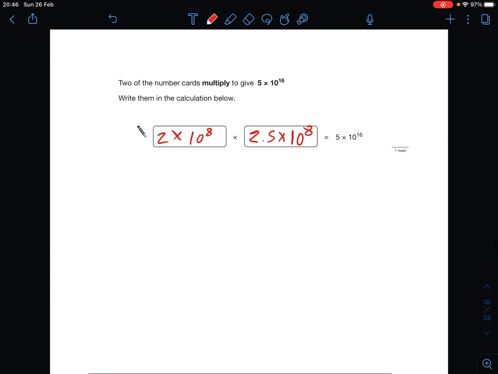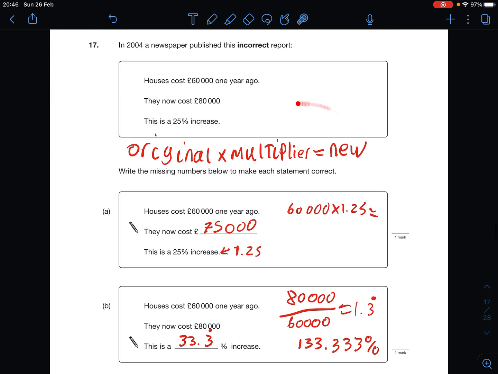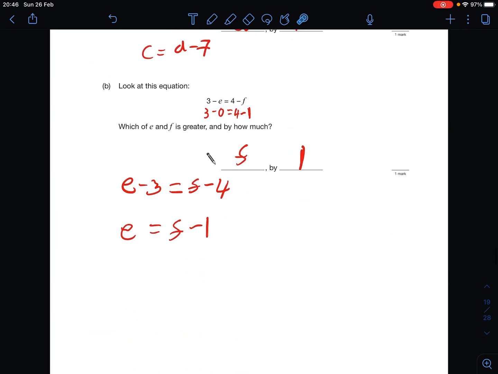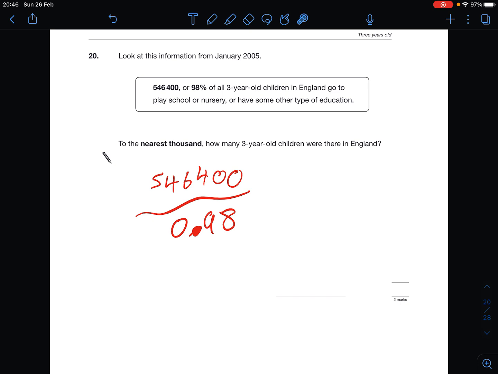This works based off this idea over here. Once again, we're given the multiplier, 0.98. We're given the new amount after the multiplier. I'm trying to work out how many people there were before the multiplier. Typing this all into my calculator, 546,400 divided by 0.98 gets me this kind of disgusting decimal, 557,551.0204, and now I'm rounding this to the nearest 1,000. This to the nearest 1,000 is 558,000. I've rounded up because this is a 5.